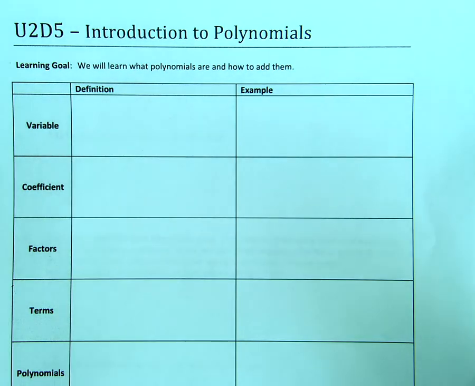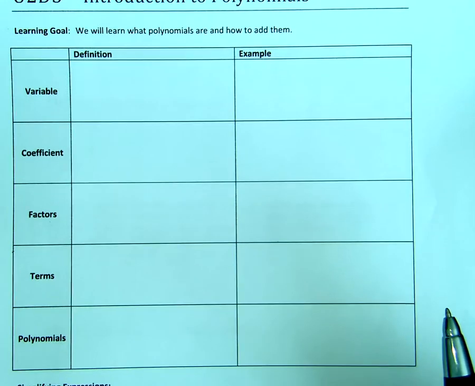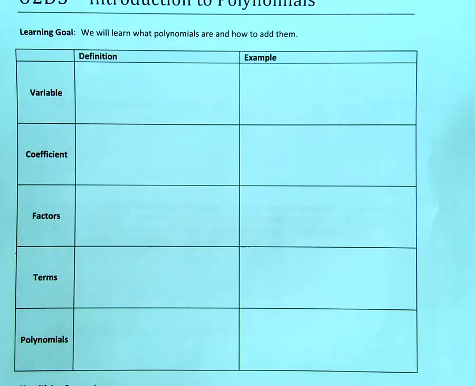First thing I want you to do is take a second, and we're going to learn what polynomials are and how to add them. But I want you to first take a second. You can pause it here. You're going to be writing down a definition for each of these terms: variable, coefficient, factors, terms, and polynomials.